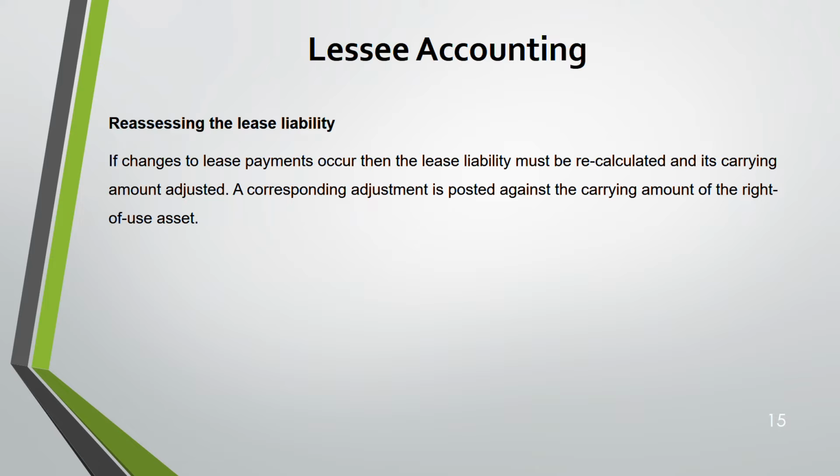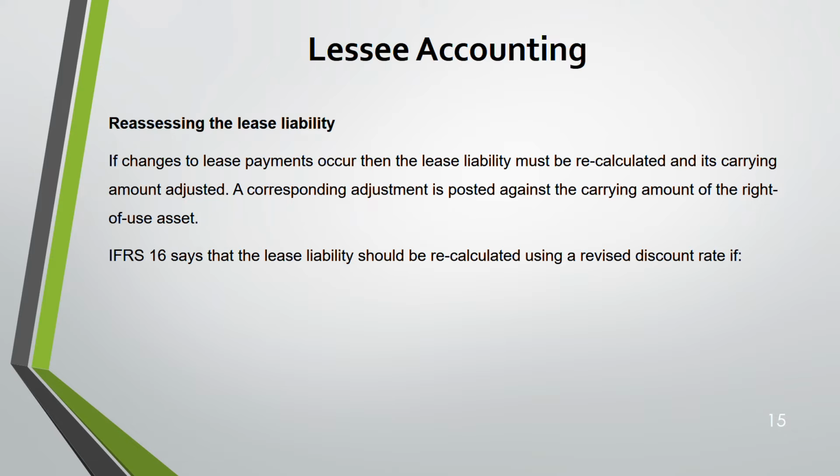Once your lease liability changes and is recalculated, the carrying amount needs to be adjusted. A corresponding adjustment will be made in the right of use asset against its carrying amount. Because if anything has an effect on the lease liability, it will have an effect on the right of use asset also. Remember this.